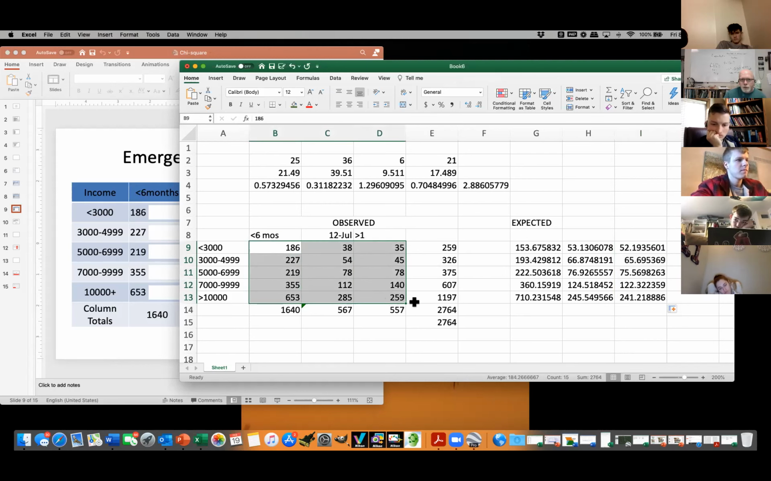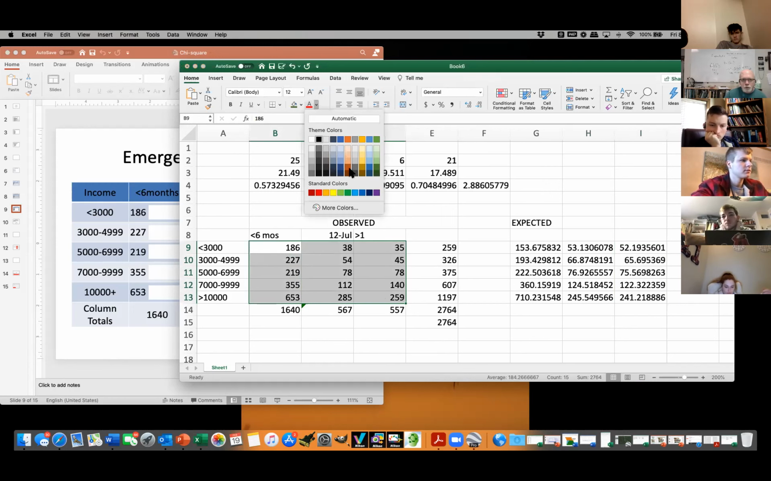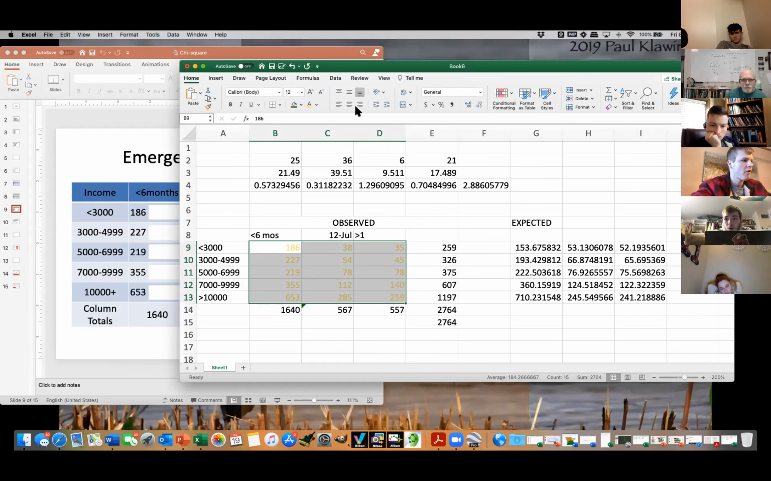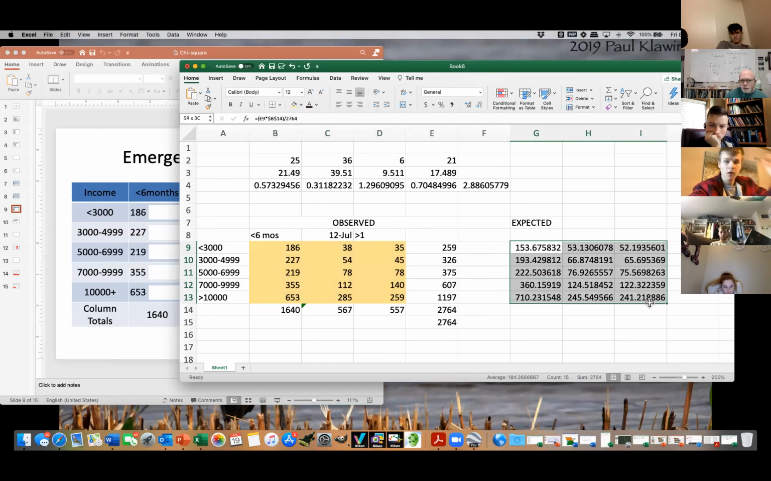a set of values here that I'll just shade in yellow. Oh, I didn't want to change that. I will shade these things in yellow, and I will shade these things in light blue. And they should be the same dimensions, three columns wide by four rows deep. If you highlight all of that, it'll give you the sum of that value down here, and it should sum to 2764, just like the sum over here is 2764.